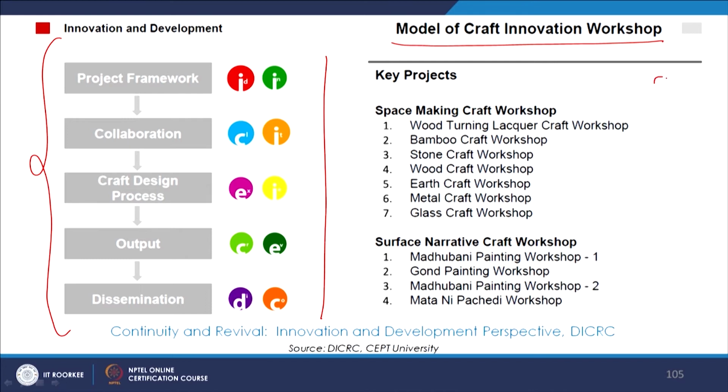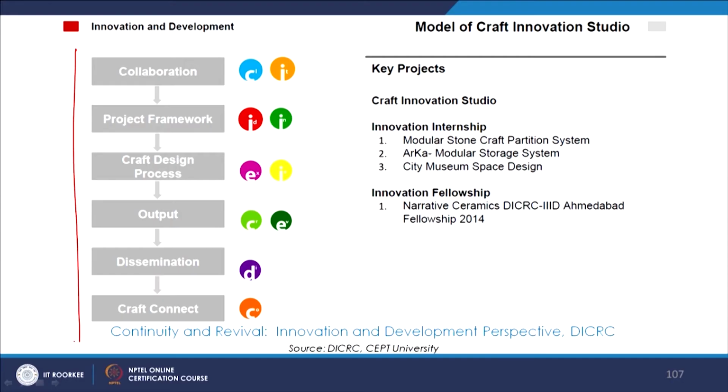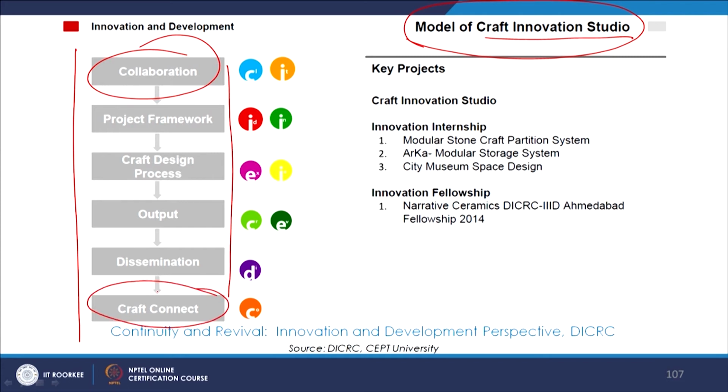And then we also saw some key projects. So this is how they do it, and we also saw the step-by-step process. What is their collaboration model, how do they work together, and what is the set of different activities that they do when it is the mention of model of craft innovation studio. So there's a collaboration, and then there's this entire process, and then finally there is a sort of a network and connect that they established.